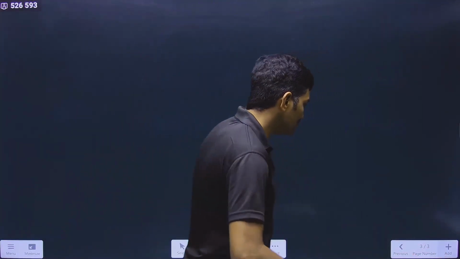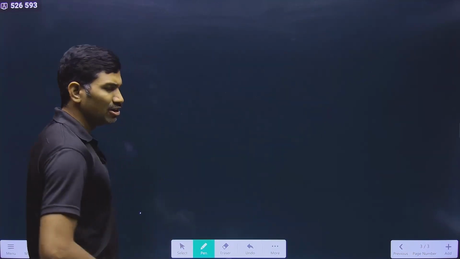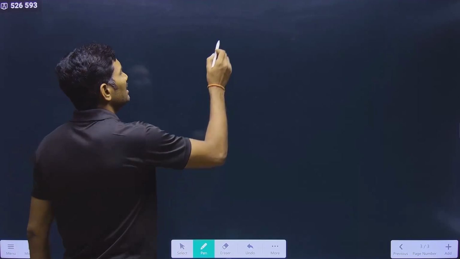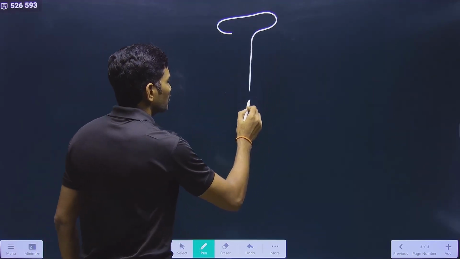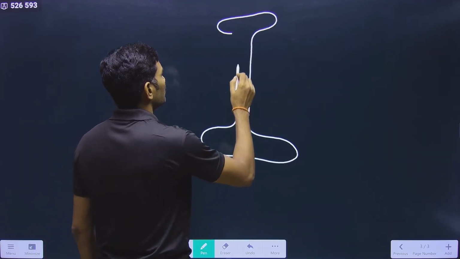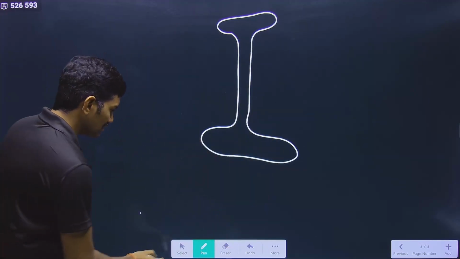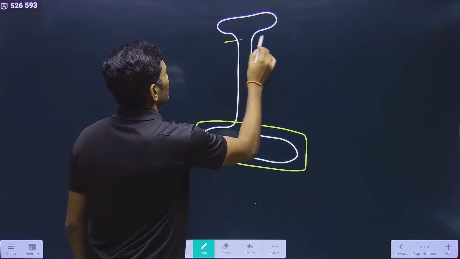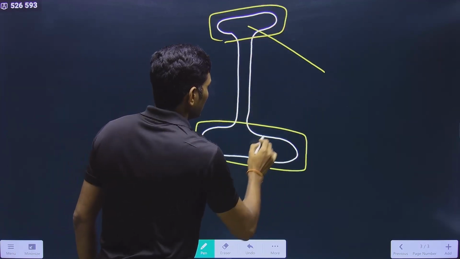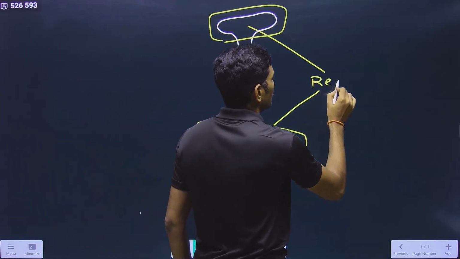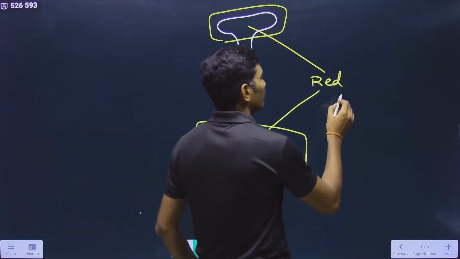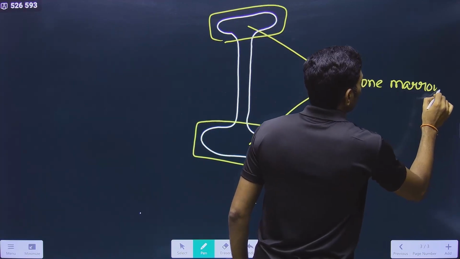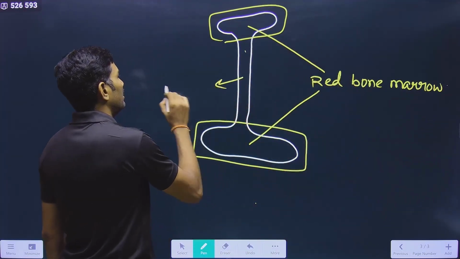So in the case of long bones, I will draw one rough diagram. But please remember, regarding the general structure of the bone, since the tissues chapter is deleted, generally we are not studying about this one. So generally the bone is present like this. These are the ends. And please remember, inside this bone you will get the bone marrow. At the ends of these long bones, you will find red bone marrow. And here at this spot, you will find yellow bone marrow.